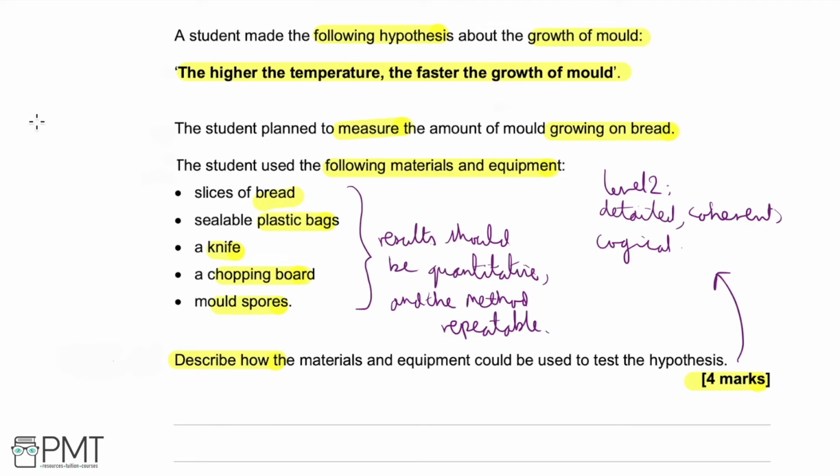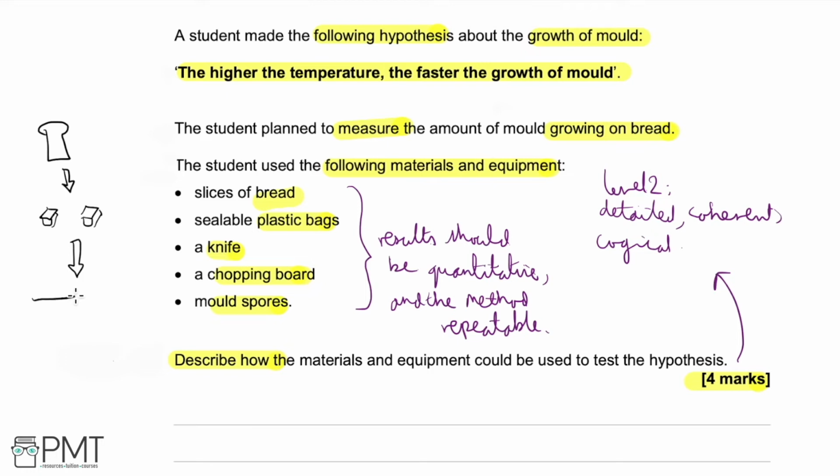So, using the equipment we have, we're going to expose some bread to mold and see how the rate of growth differs at different temperatures. Now, since we've been given a knife and chopping board, we can assume that we're going to not just take whole pieces of bread, but create exact sized pieces of bread, which makes the results comparable between the different temperatures. So that's the first thing we'll do.